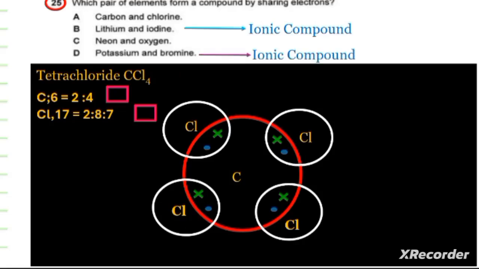Okay. Carbon and chlorine will form covalent compounds by sharing electrons. An ionic compound is formed by gaining and losing of outermost electrons so that they can gain stability.